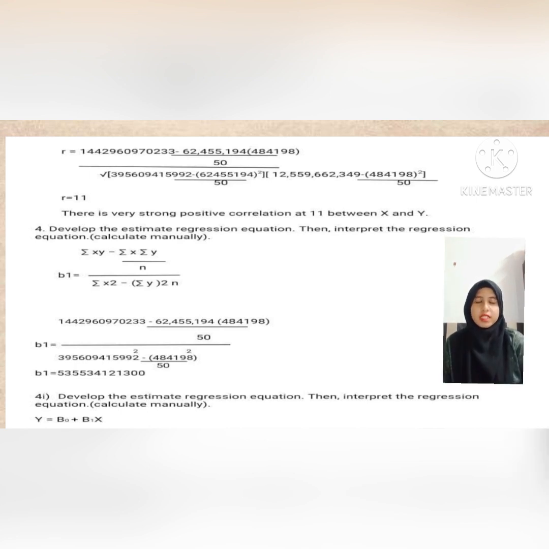For the regression equation, sum of xy minus sum of x times sum of y divided by n, so after the calculation b1 equals 5355.41 to 1300. So lastly, y equals b0 plus b1x. That's all from me. Thank you.